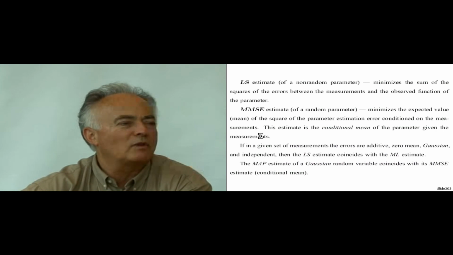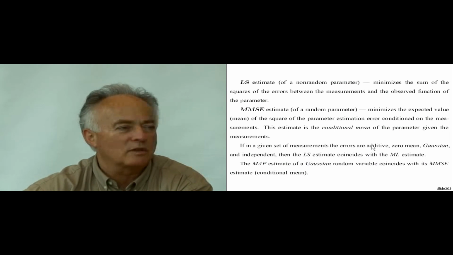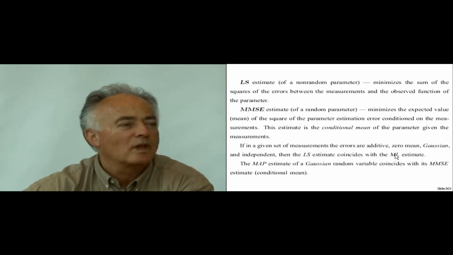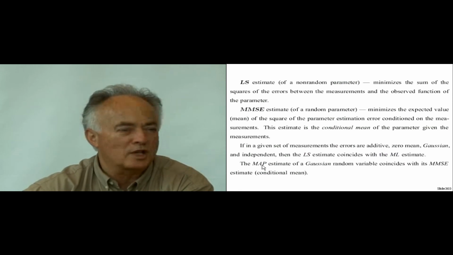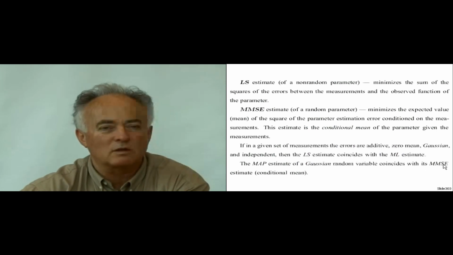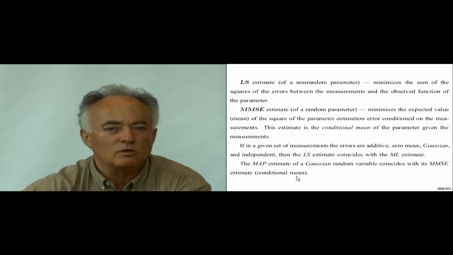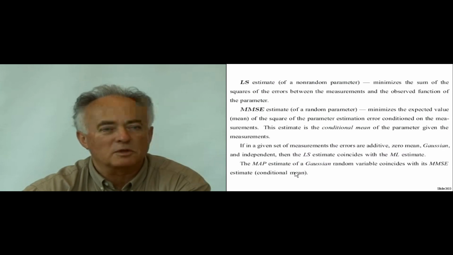If in a given set of measurements the errors are additive, zero mean, Gaussian and independent, then the least squares estimate coincides with the maximum likelihood estimate. The MAP estimate of a Gaussian random variable will coincide with its MMSE estimate, the conditional mean, because again the Gaussian density is unimodal, has a single peak, and it's symmetric.